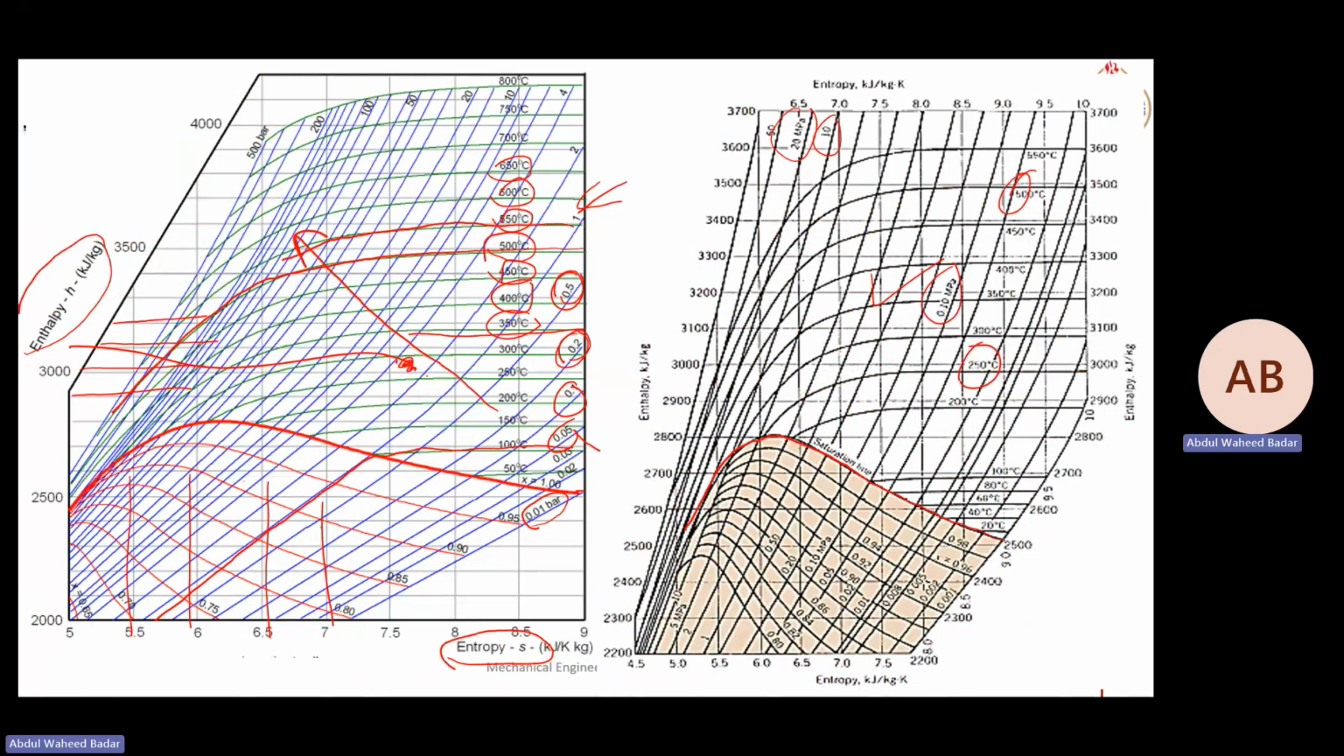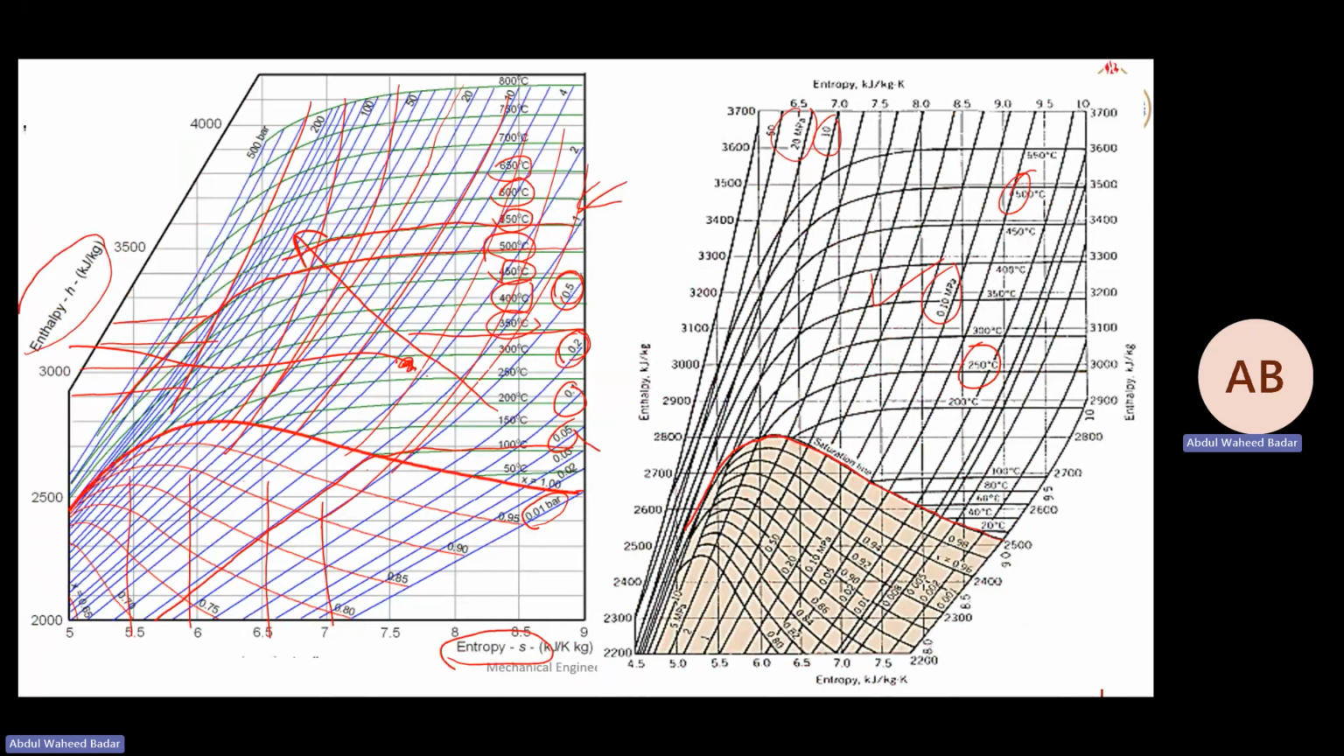What else? One important term is missing here. So we have enthalpy, entropy, temperature, pressure, volume. Volume lines are not shown. If we show volume lines here too, then it's very difficult to read. So volume lines are very much similar to pressure lines. The slope is a little steeper. So there will be so many volume lines here.